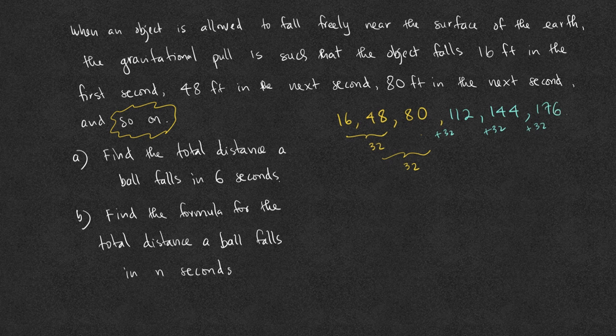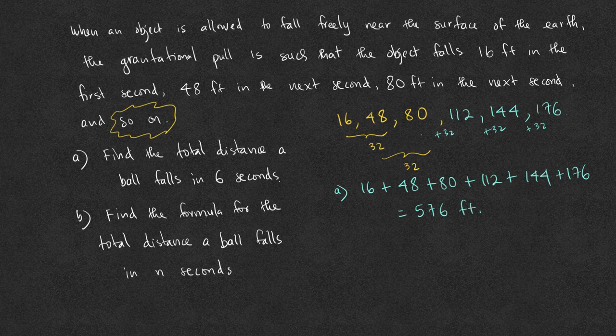What this means is that the ball will fall 16 feet the first second, 48 feet the second, 80 feet the third second, 112 feet the fourth second, 144 feet the fifth second, and 176 feet the sixth second. And so the total distance the ball has fallen in the first 6 seconds is 16 plus 48 plus 80 plus 112 plus 144 plus 176, or simply 576 feet.